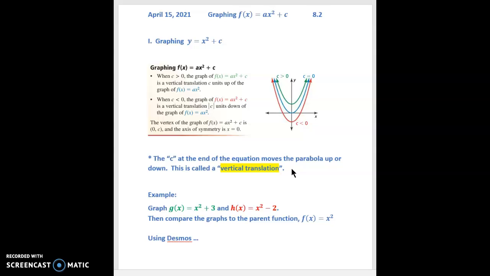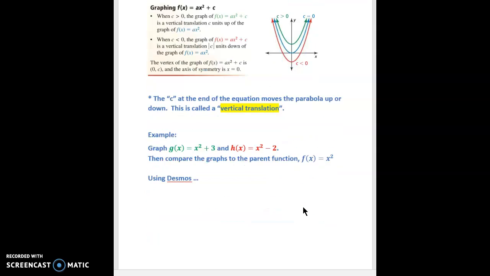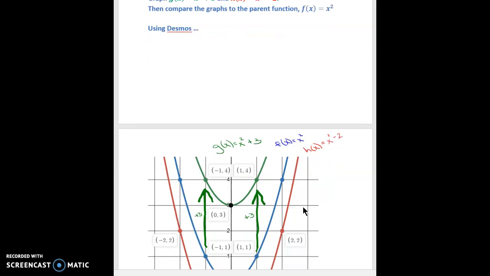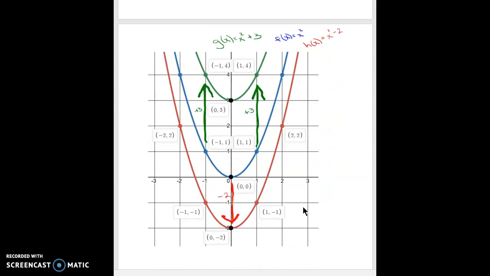Next up, at the very bottom, I have two examples for you. It says graph g of x is equal to x squared plus 3, and h of x is equal to x squared minus 2. Then compare those graphs to the parent function, which is f of x equals x squared. I went ahead and did this on Desmos, and I copied my results. I'm going to scroll this down, and you can see what I came up with. Scroll back up or reverse the video if you needed to write anything down.